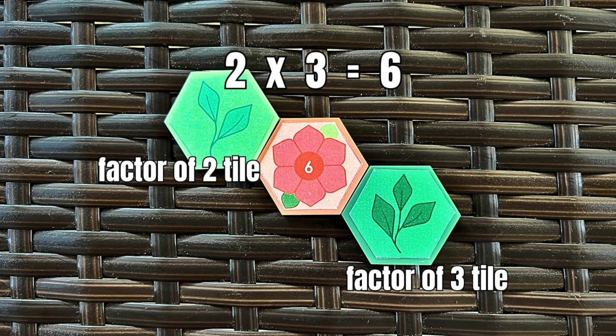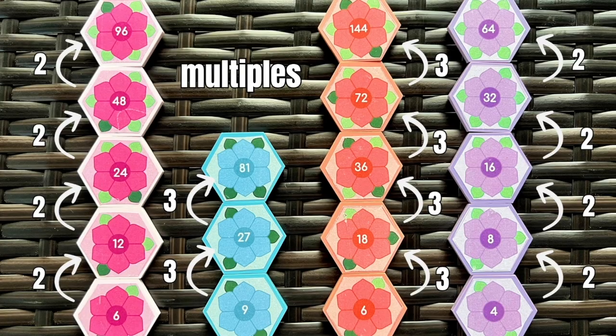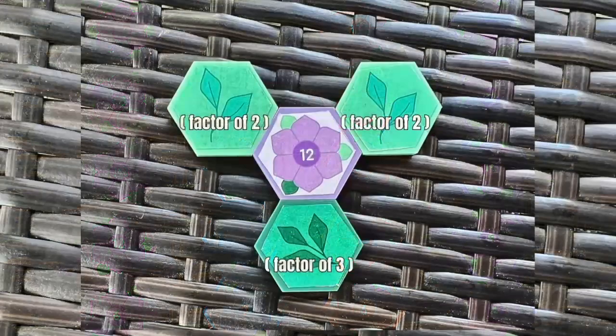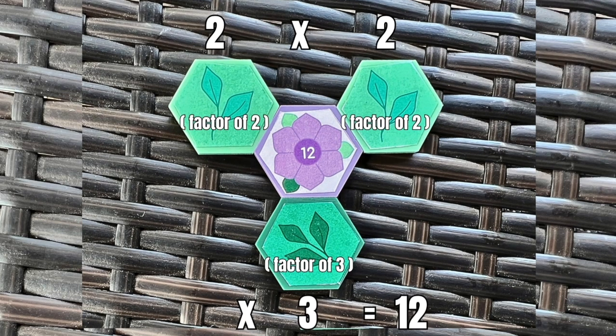When you stack a flower, each stacked flower is a multiple of each flower beneath it. So, for example, you can play a number 12 flower on top of that 6 flower because 12 is a multiple of 6, as in 6 times 2 equals 12. If you prefer thinking in terms of prime factorization, you'll recognize that 12 is made up of the factors 2 times 2 times 3. It's really very simple.